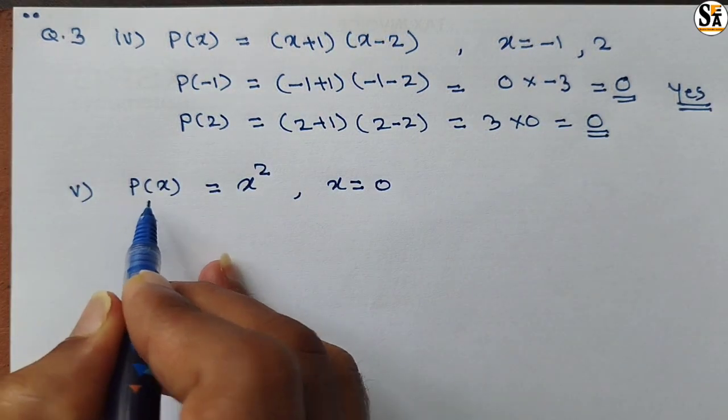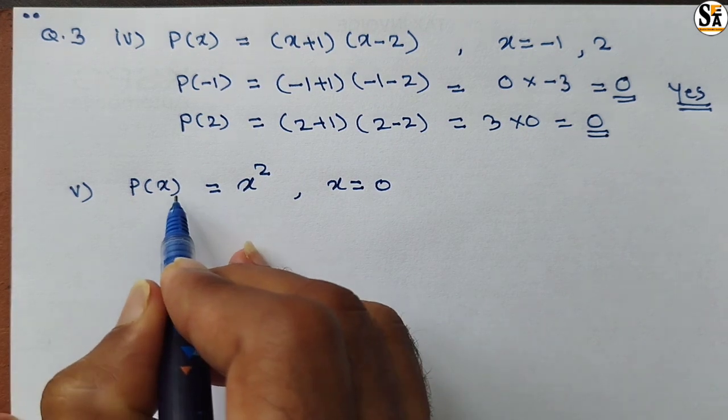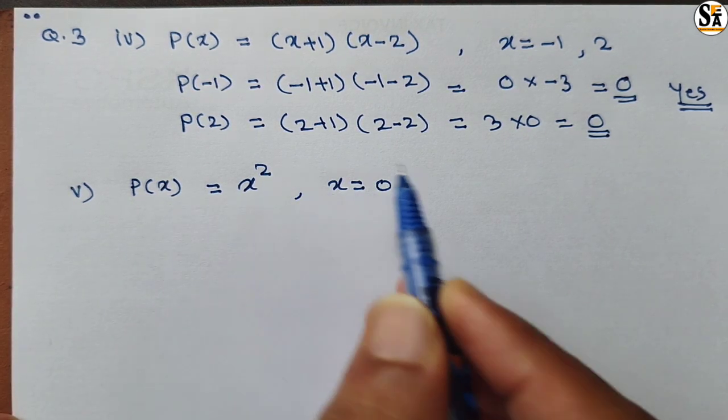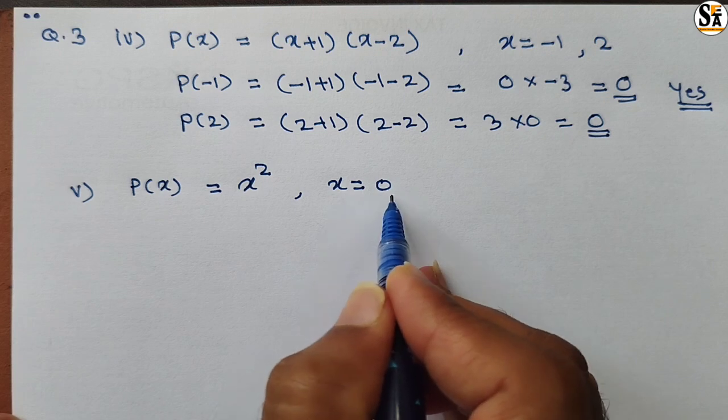Now see the fifth sub question. Polynomial is given, p of x equal to x square, and we have to find whether x equal to 0 is a zero for this polynomial.